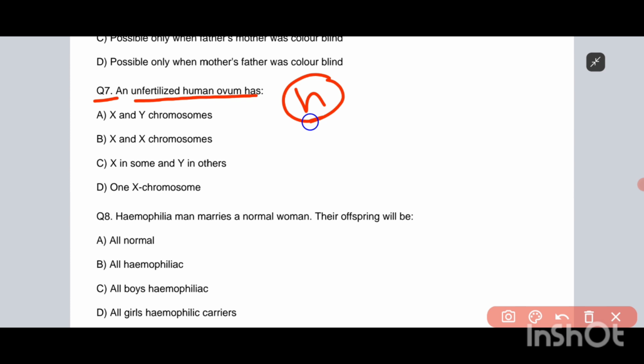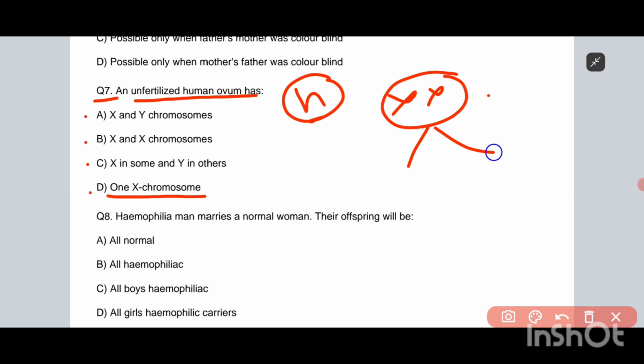As it is unfertilized, the options given are: A, X and Y chromosomes; option B, X and X chromosome; option C, X in some and Y in others; and option D, one X chromosome. Yes, it is very much evident that only one X chromosome will come from the mother during gamete formation, as the mother remains in XX condition. During gamete formation, the ovum will carry one X as the sex chromosome in the n set of chromosomes. So only one X chromosome is the right answer.